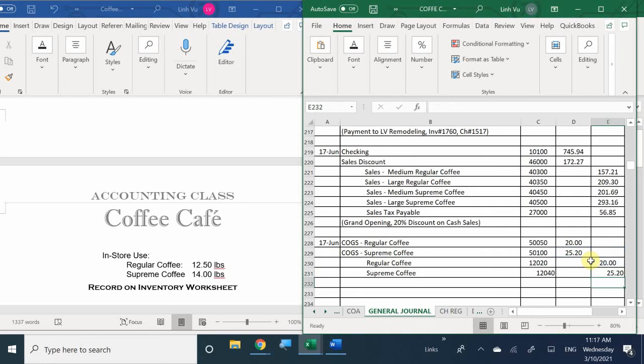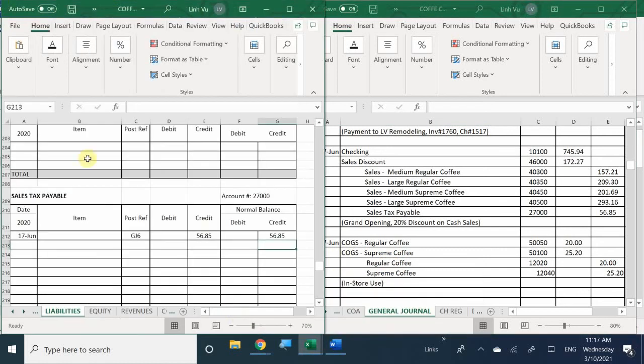And then of course here I'm gonna make a note that this was because of the in-store use, right? I used the coffee. Okay, everyone good with me so far? Yes. Okay, 25.20. So now that we journalized it, what always comes after the journal? Ledger. The ledger. Very, very important.